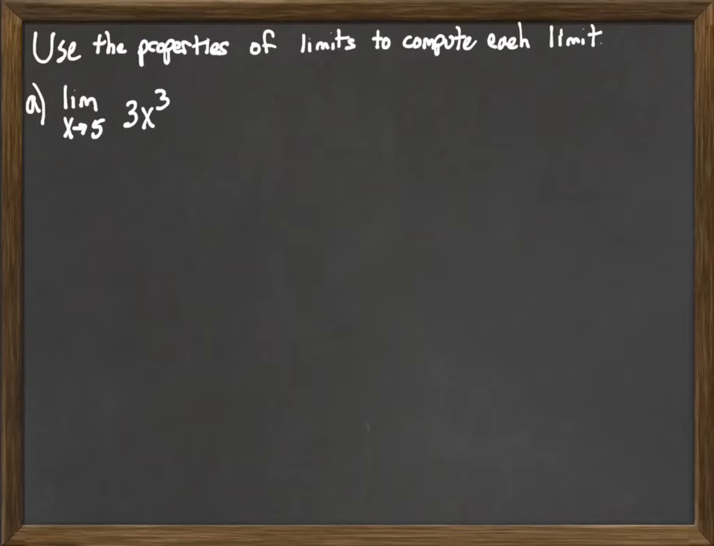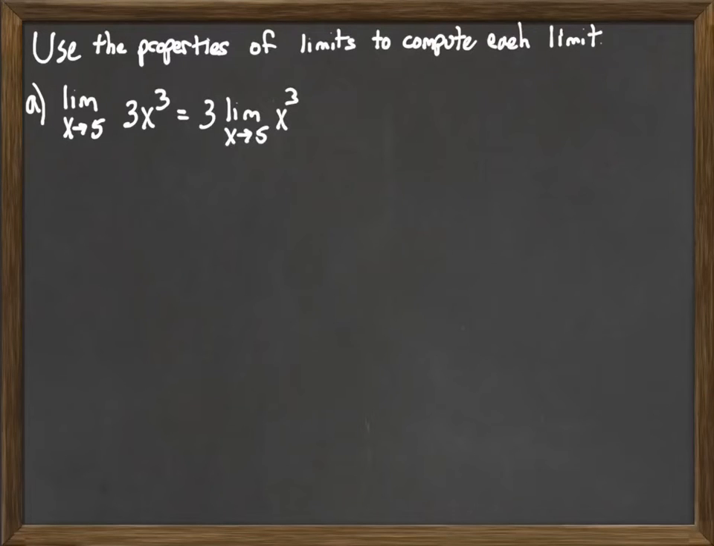So first consider the limit as x approaches 5 of 3x to the third. That 3 is a constant, and we know our constant property for limits says that you can take a constant out of a function. So we can go ahead and bring that 3 out and write that as 3 times the limit as x approaches 5 of x to the third. And then another one of our limit properties says that for powers of x, we can just plug that number in.